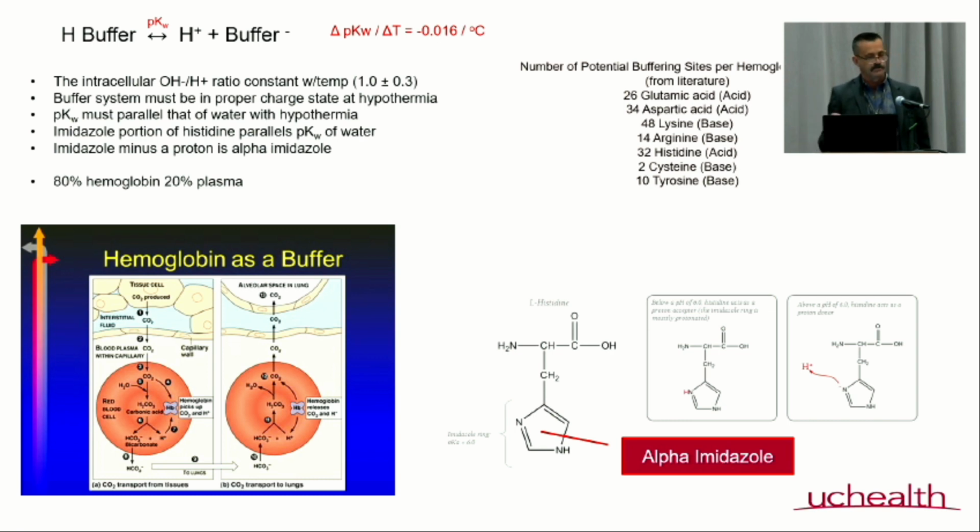And so the intracellular concentration has to be constant with temperature, about 1. And buffer systems must be in the proper charge state at hypothermia. So his theory was that the pK must parallel the pK change of water, since we are basically 80% water, right? And the imidazole portion of histidine is the protein in hemoglobin that most closely mimics this pK change of water at hypothermia. You can see here the structure of histidine. When histidine does not have a hydrogen ion attached to it, it is called the alpha imidazole. And that is where the origin of the term alpha-stat comes from, okay?